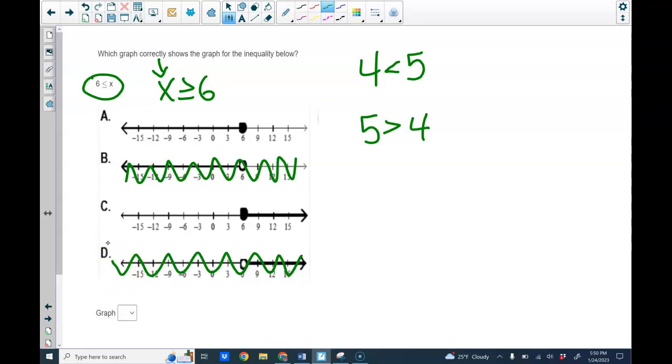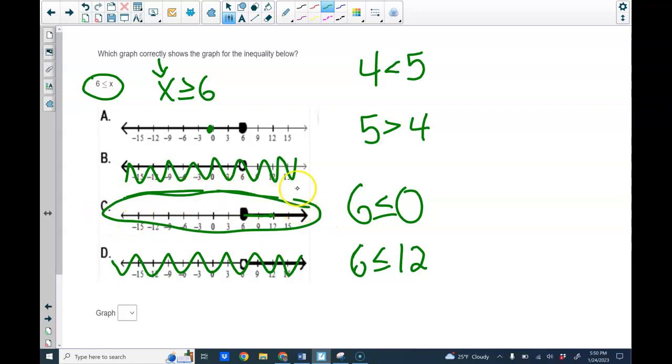And even if you don't remember to flip it, you can just plug in numbers and see which ones make sense. So if I plug in 0, so 6 is less than or equal to 0. Well, no, 6 isn't less than or equal to 0. So this one's not going to work, because 0 shouldn't be shaded because it's not an answer. Or if I pick 12, so 6 is less than or equal to 12. Well, yeah, that makes sense. 6 is less than or equal to 12. So it's true. So that part should be shaded.